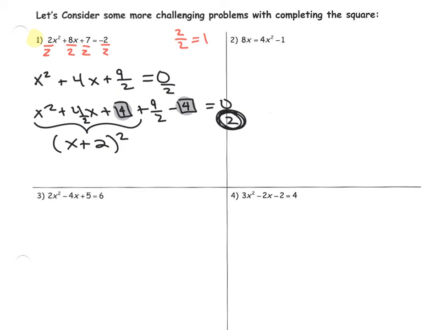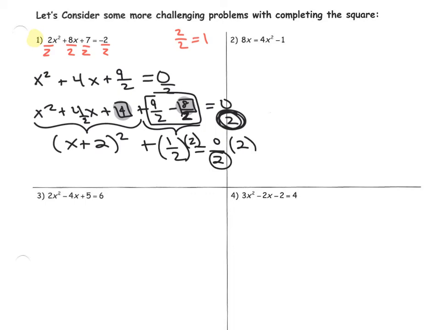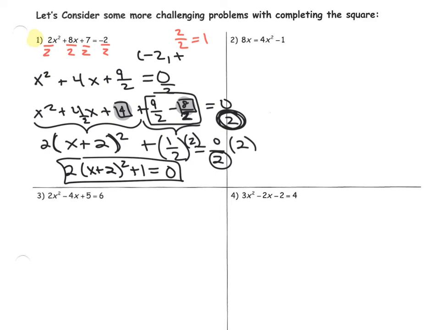Now, I am just going to rewrite 4 if I want to divide it by 2. I'm going to really just write this as 8 over 2, that way these have the same denominator. Okay, combining like terms, I'll have plus 1/2 equals 0 over 2. The reason why I'm leaving this as 0 over 2 is because I have to remember to multiply everything back by 2. Everything gets multiplied back by 2. So this is what my final answer should look like in vertex form. And then just lastly, the vertex here is negative 2, positive 1.